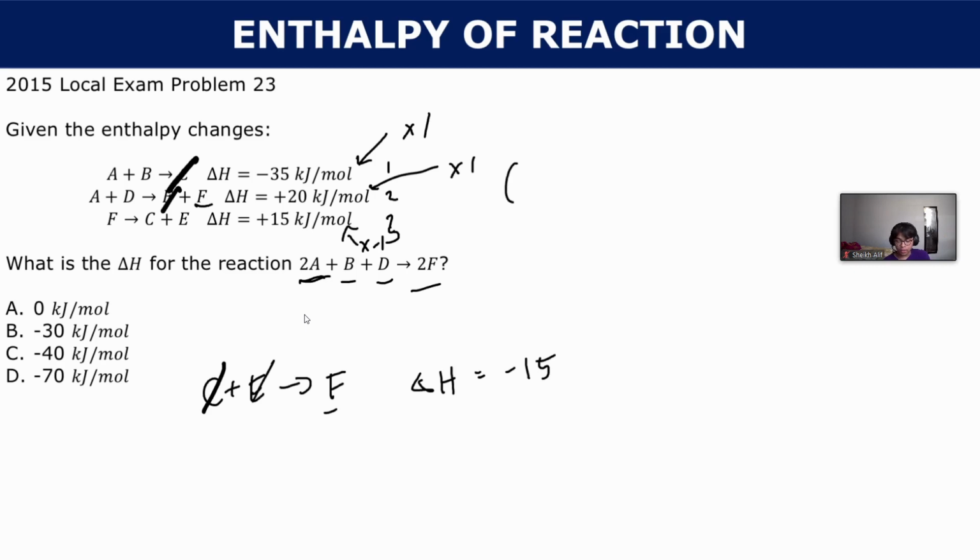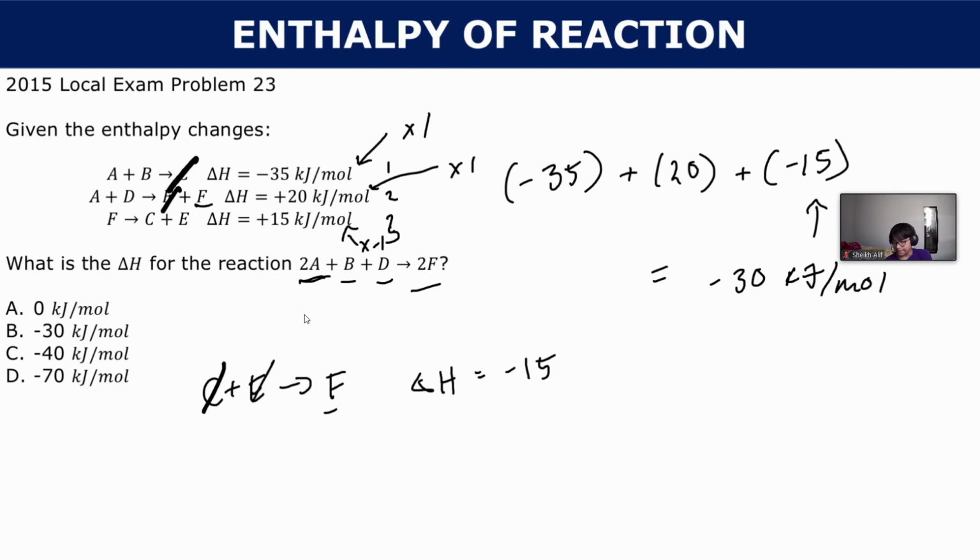So let's add these all up. It's going to be negative 35 from the first reaction, plus 20 from the second reaction, plus minus 15 from the third reaction. Remember, the third reaction is going to be a negative since we reversed the order. We made it a reverse reaction. So if we were to add all these up, that would get you, mental math, negative 30 kilojoules per mole. And that is answer choice B, and we are correct.